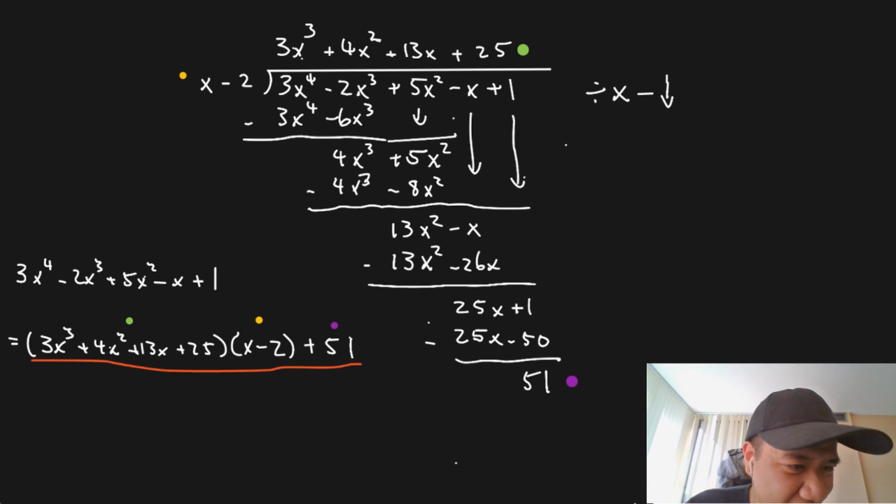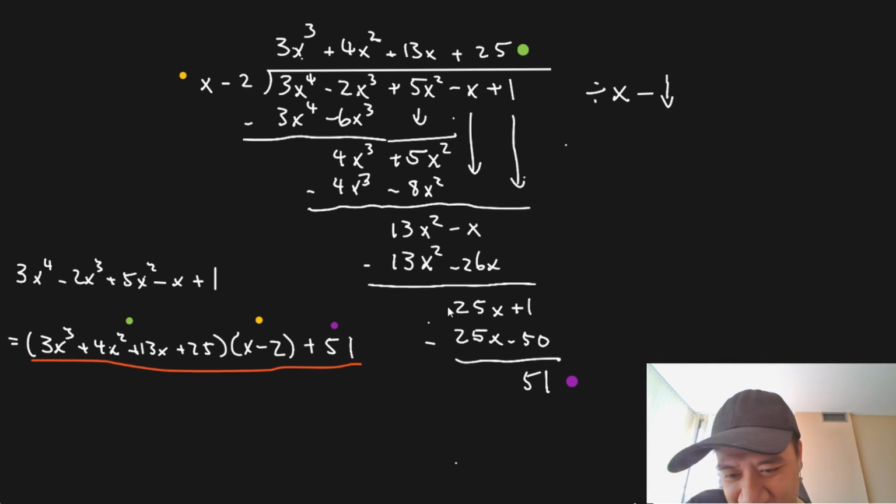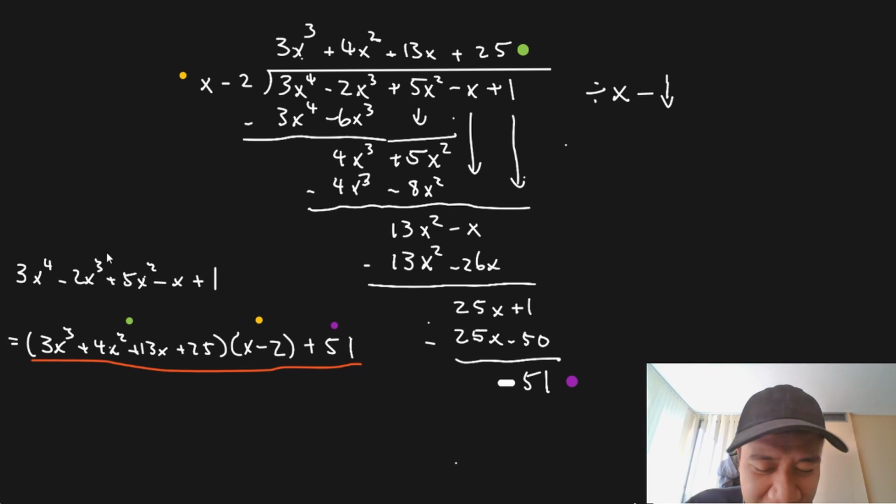So let's pretend, for pretending's sake, at the end here you get negative 51. So instead of plus 51, we're going to subtract 51. Just in case you get a remainder that's not positive, you can still write it out like this. Instead of plus 51, you can write it as subtraction. So yeah, here we go.